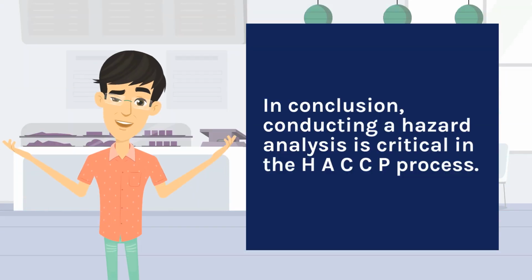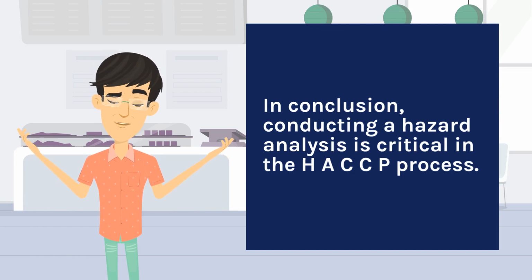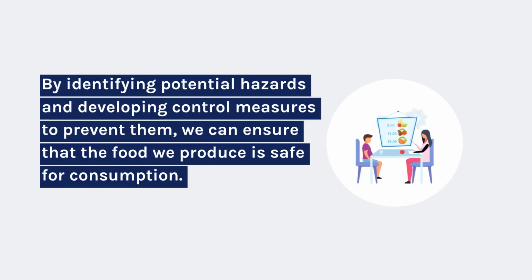In conclusion, conducting a hazard analysis is critical in the HACCP process. By identifying potential hazards and developing control measures to prevent them, we can ensure that the food we produce is safe for consumption.